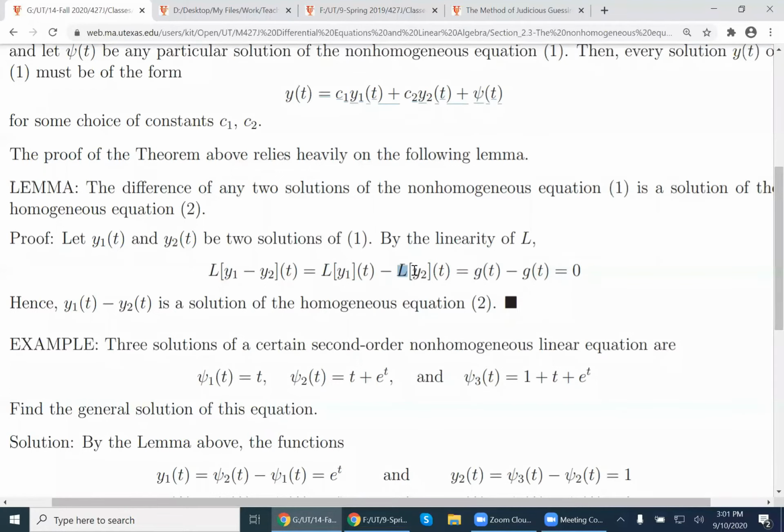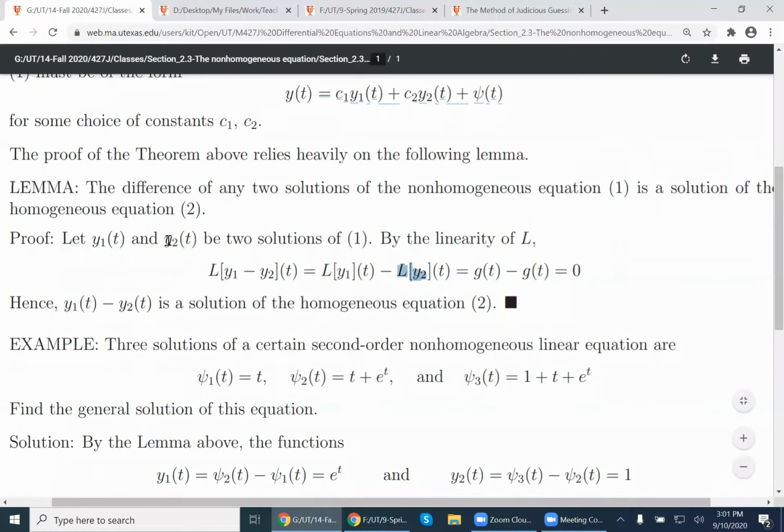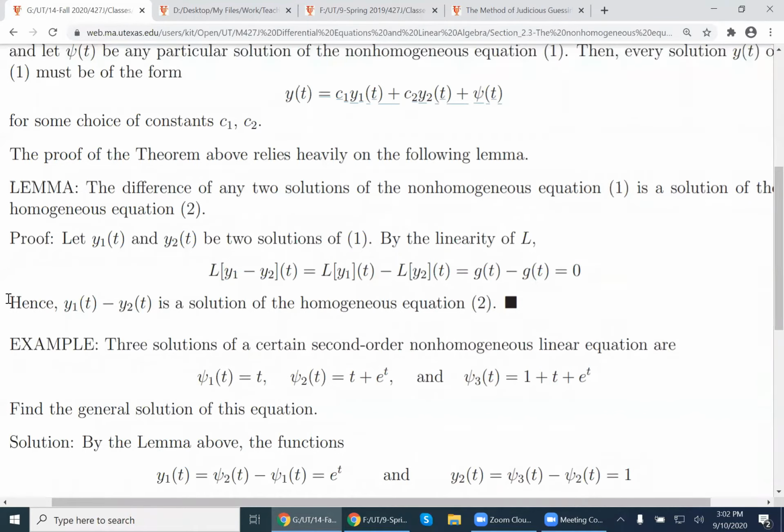For the same reason, since y2 is also a solution of the same non-homogeneous equation, L of y2 is g of t again. And g minus g is 0. Since L of y1 minus y2 is equal to 0, y1 minus y2 is a solution of the corresponding homogeneous equation. Now let us discuss the following example.